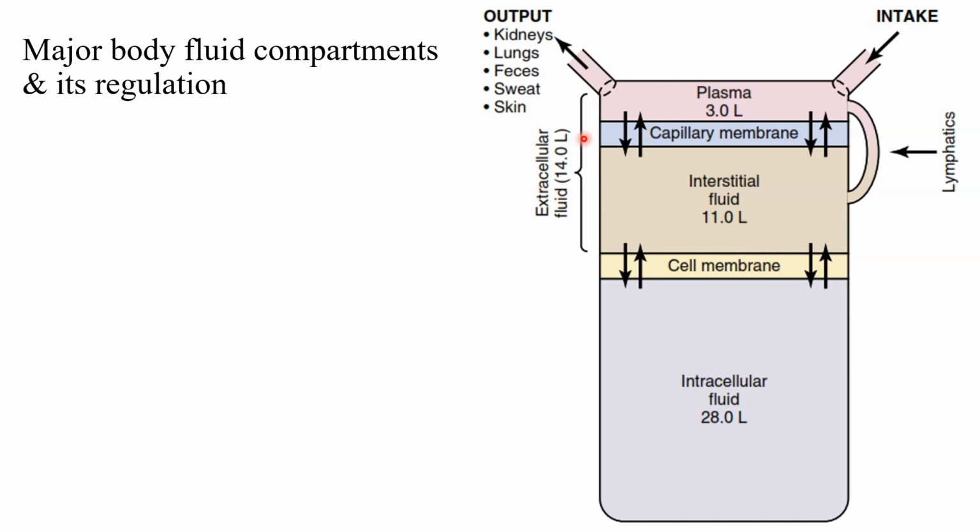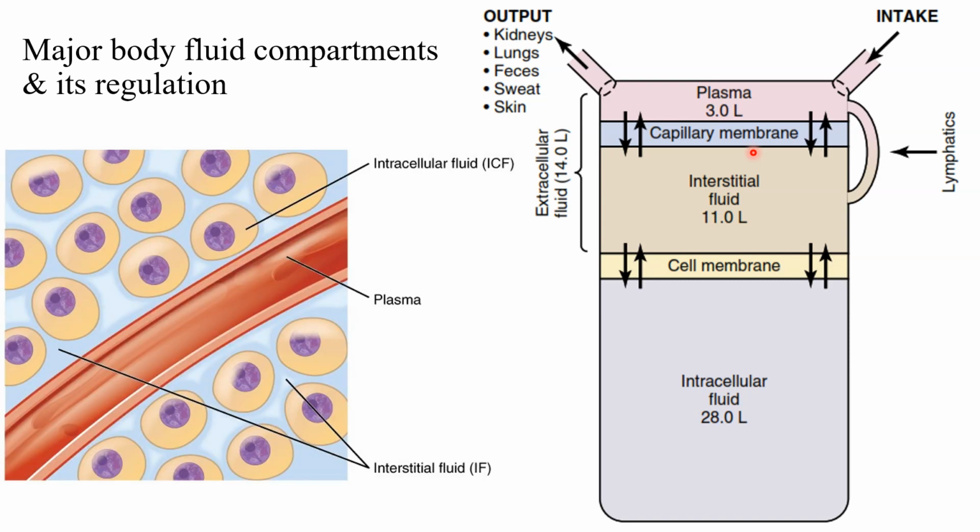Okay, so total extracellular fluid is 14 liters. So output and input are almost the same, right, to make equilibrium in our body, a steady state in our body. So here you can see this is the plasma membrane. This is the capillary or blood vessel, and plasma is contained in the blood vessel, then interstitial fluid and intracellular fluid, right?